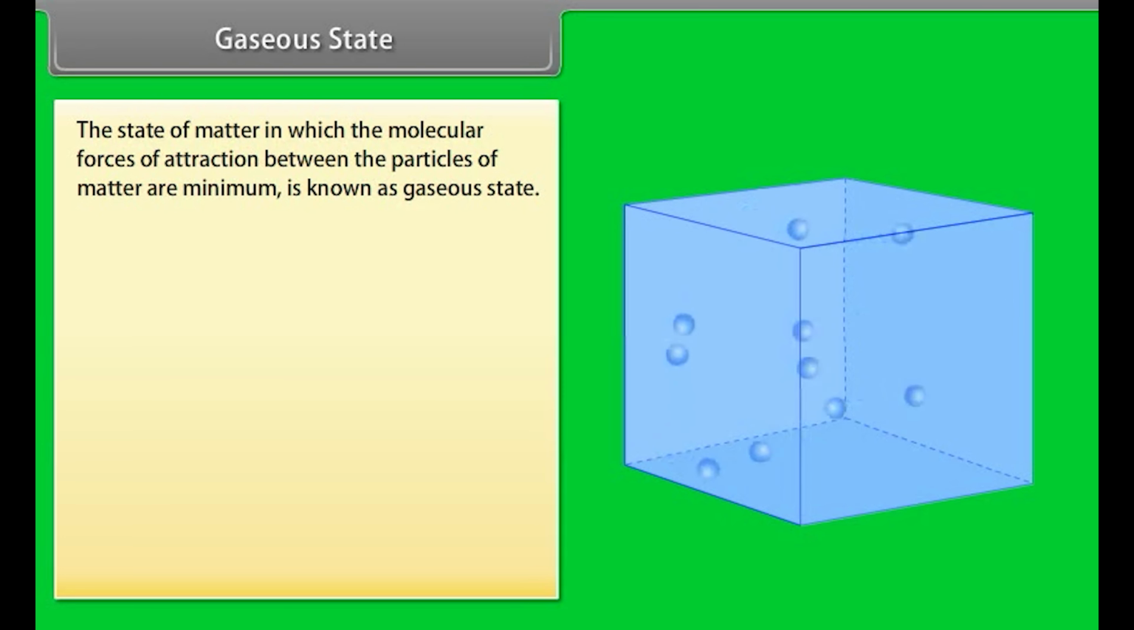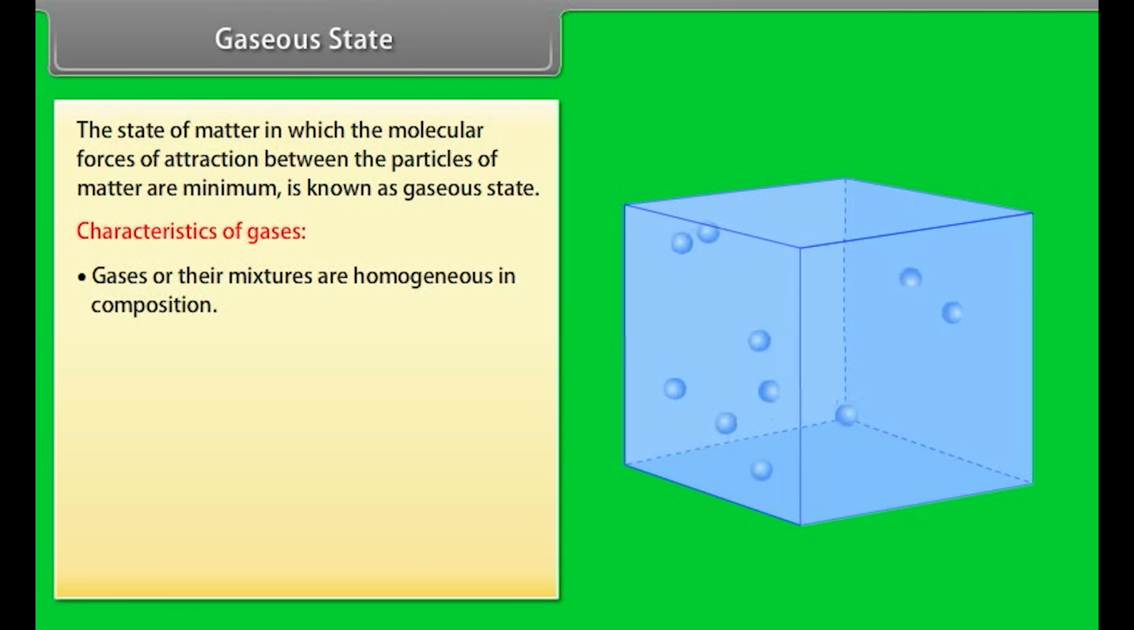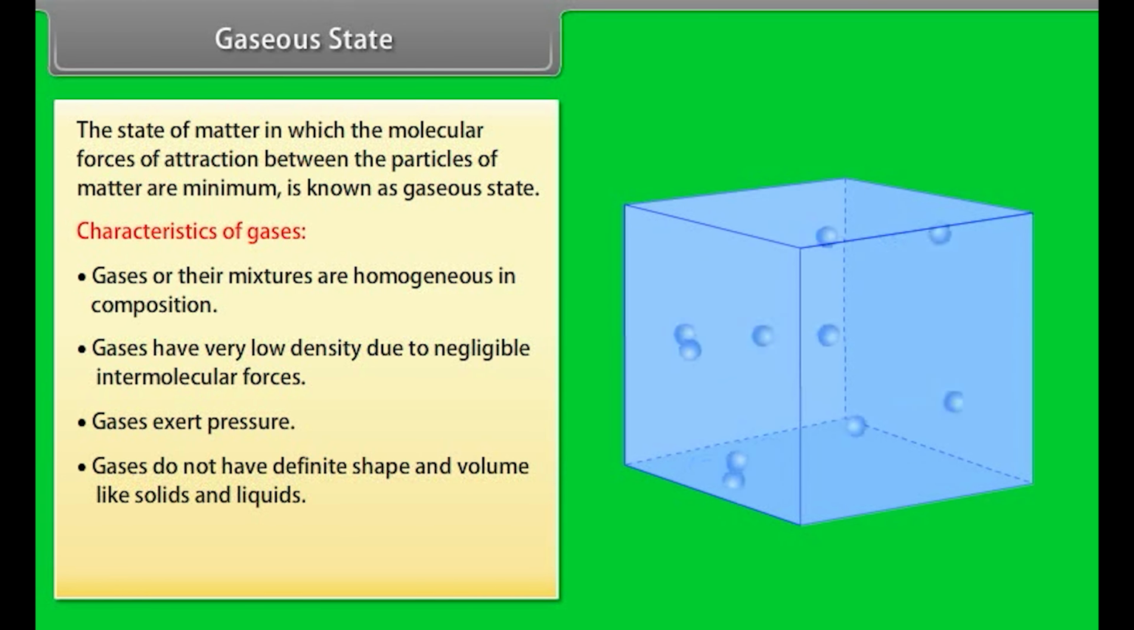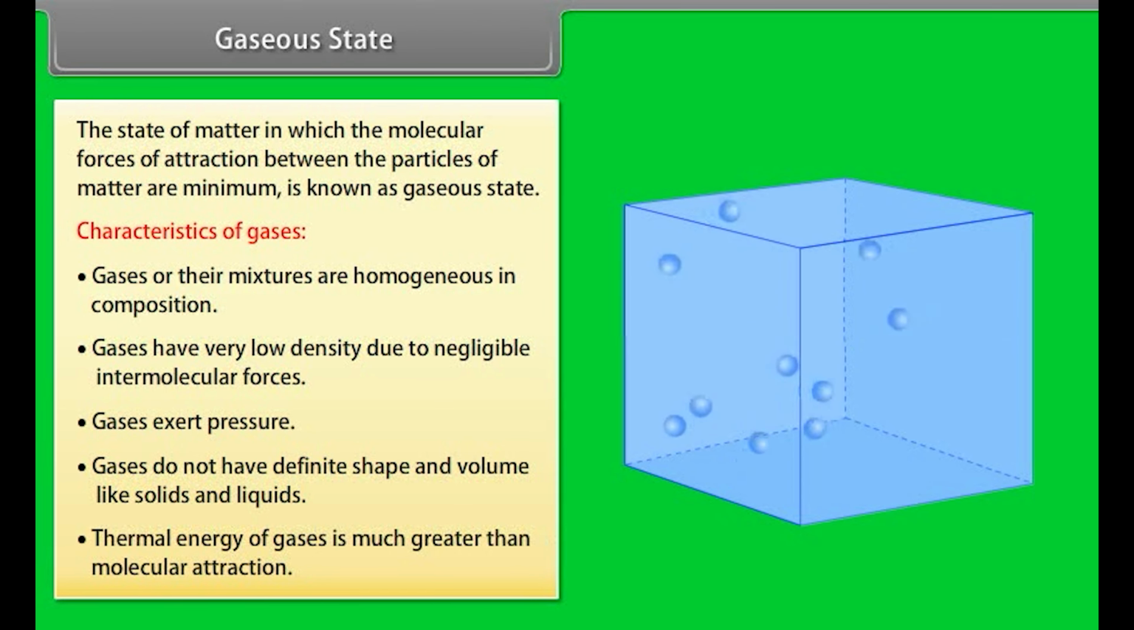Gases completely fill the container that holds them. Characteristics of gases: gases or their mixtures are homogeneous in composition. Gases have very low density due to negligible intermolecular forces. Gases exert pressure. Gases do not have definite shape and volume like solids and liquids. Thermal energy of gases is much greater than molecular attraction.